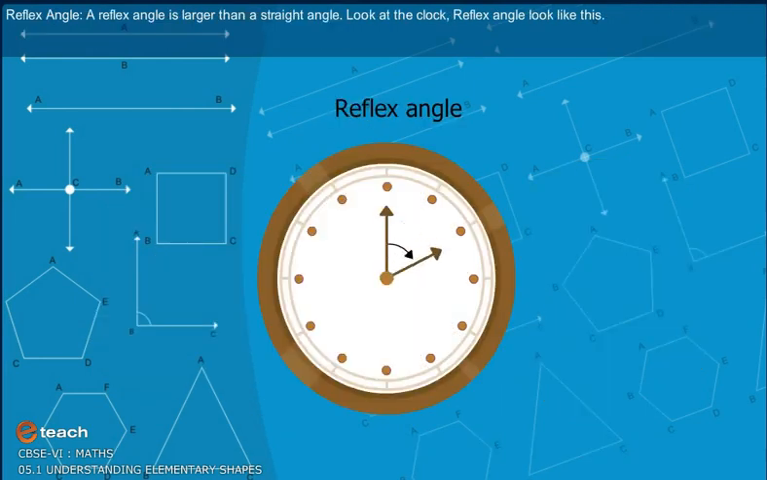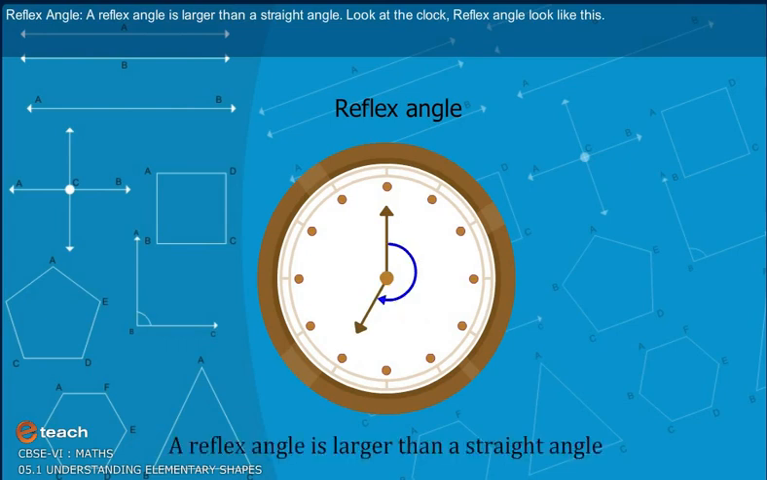Reflex angle. A reflex angle is larger than a straight angle. Now look at the clock. A reflex angle looks like this.